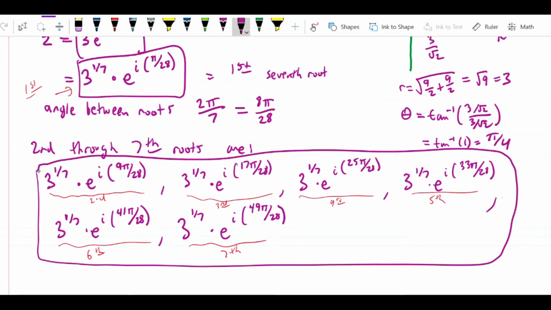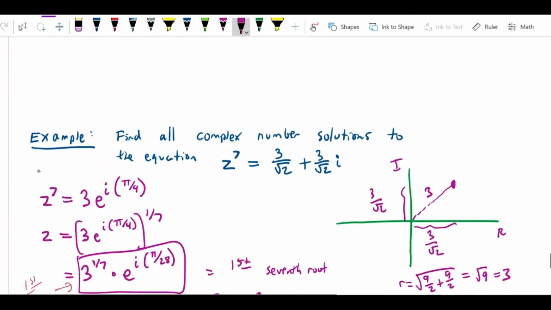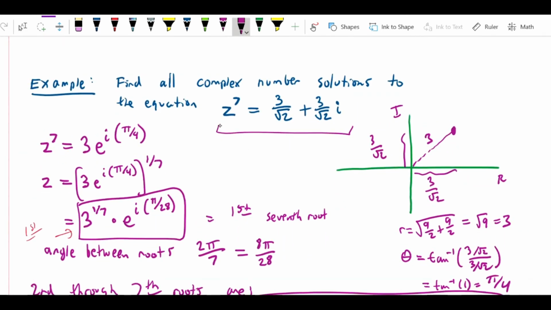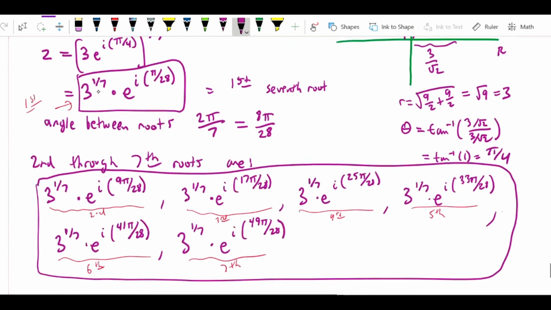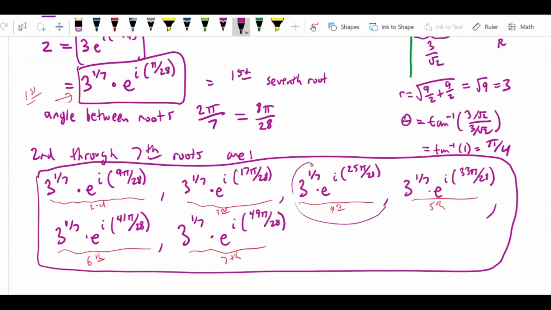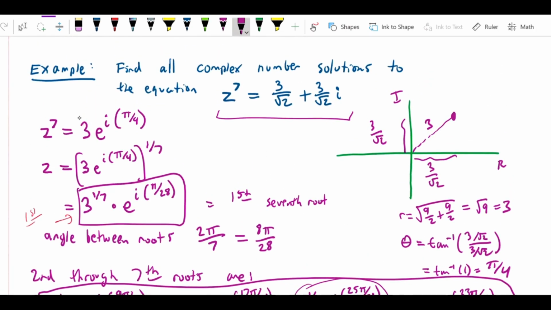You have to find all of the solutions to this equation. There are 7 such solutions. There's that one, and then plus these 6 are also solutions to that equation. And if you want to verify that any of these is a solution to that equation, just pick any one of these, like let's say this one, and raise it to the 7th power, and see if you get this number back. If you do, then you found a 7th root of that number.